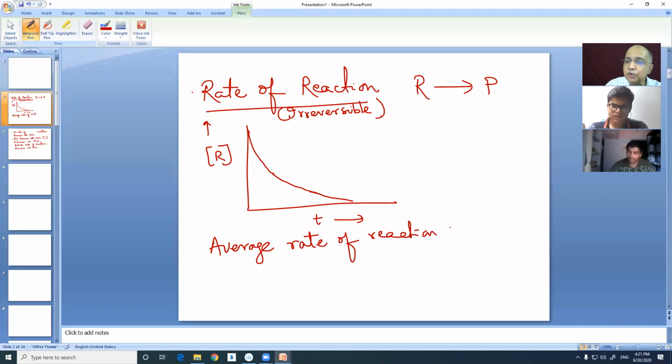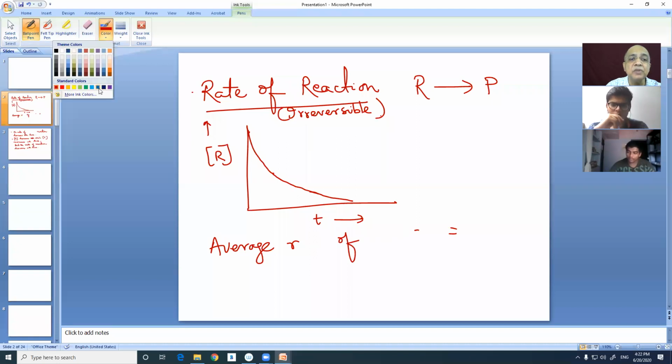For that, you have to choose a particular time interval. For example, this time interval you select. A particular time interval you select. This time interval. So this is delta T and this is delta R.